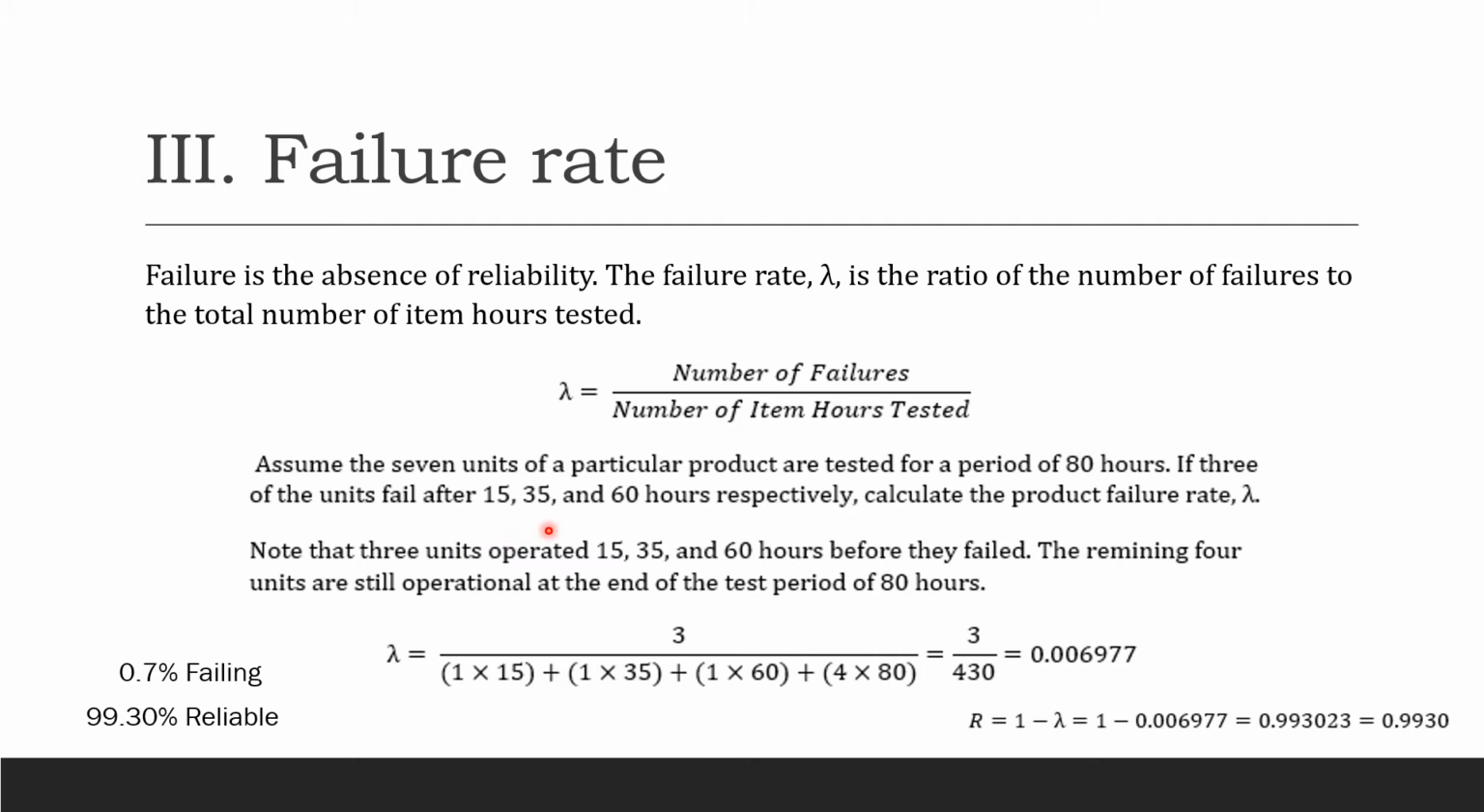15, 35, 60, these are the hours, and 3 of those units fail. So the first unit is going to fail after 15 hours. The second unit is going to fail after 35 hours. The third unit is going to fail after 60 hours, respectively.